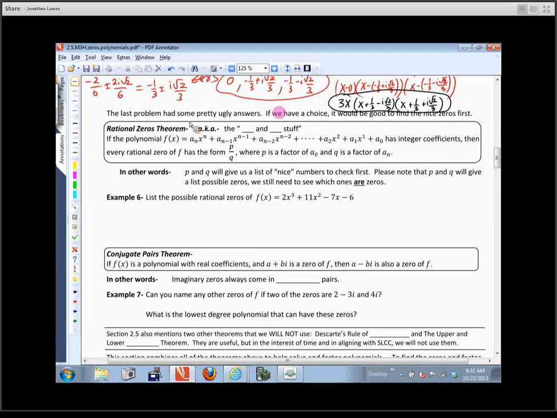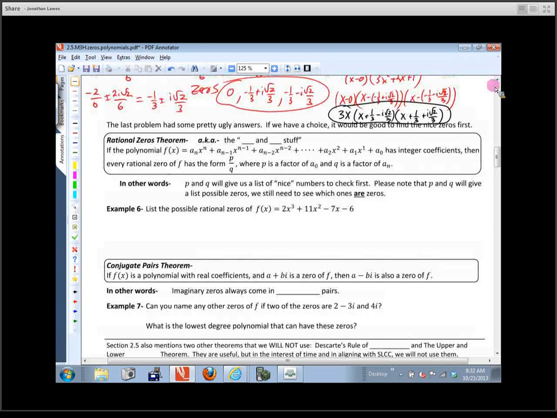Okay, that last problem had really ugly answers. And if you're going to find zeros to a polynomial, it's usually a good idea to find the nicest ones first. Well, the nicest zeros that we could possibly find are what we call rational zeros. They're nice numbers like 2 and 3 and -7. Numbers like that are much better than numbers like radical 3 or 1/3 plus or minus radical 2i over 3 or something like that. Those are pretty ugly.